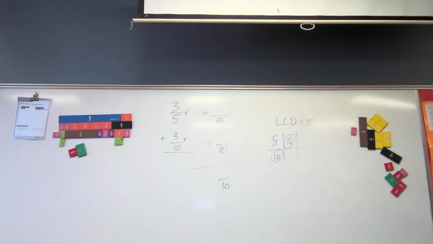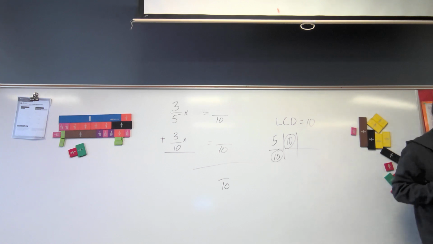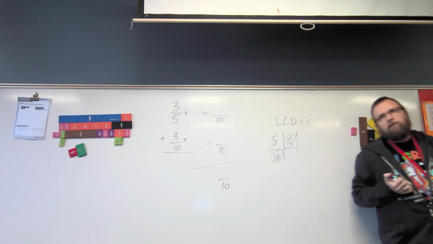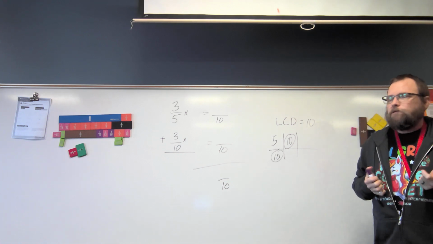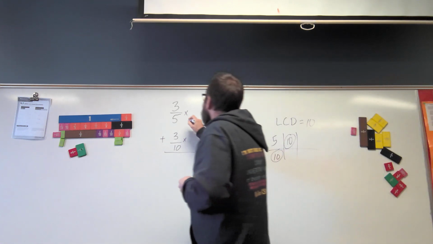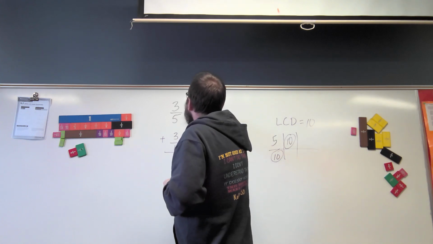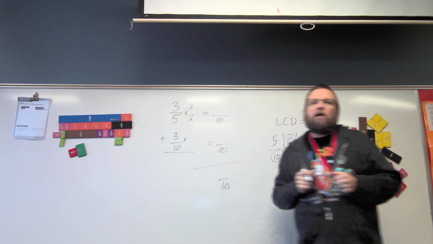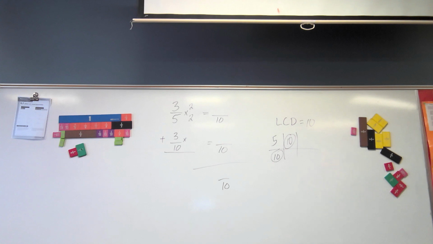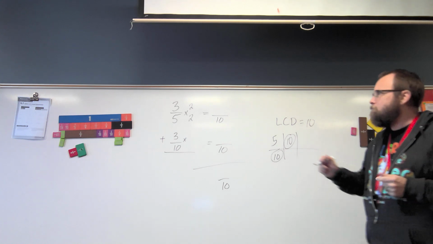Once we know this, we're just making equivalent fractions. So I have 5 times what equals 10? Dallin? 2. If I multiply my denominator by 2, I must also multiply my numerator by 2. And so, Dallin, what is my new numerator? 6.